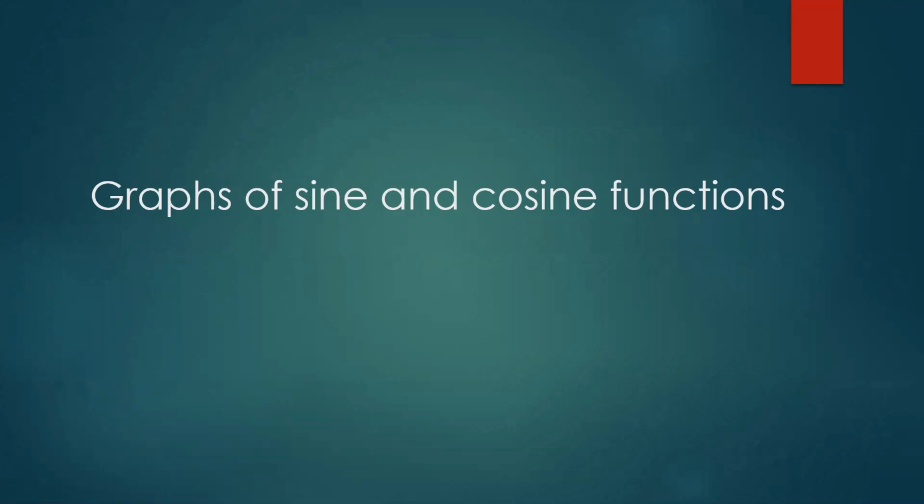Hi, today we're going to go over the graphs of sine and cosine functions. So in this section, I will go over how to graph a sine and cosine graph. I will go over period, amplitude, horizontal shift, vertical shift, reflection, and how to find the four critical points.